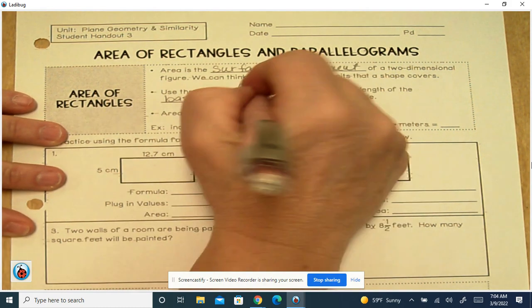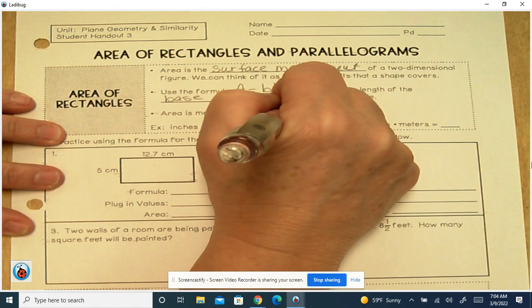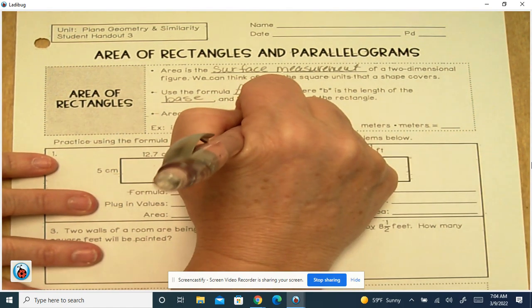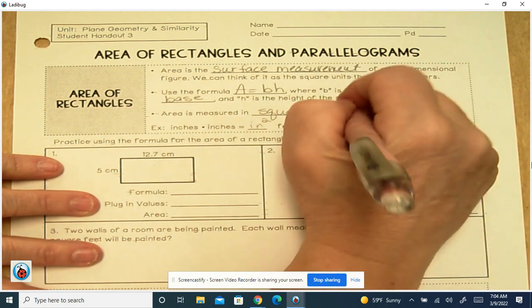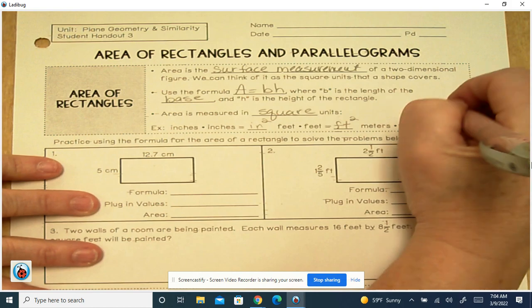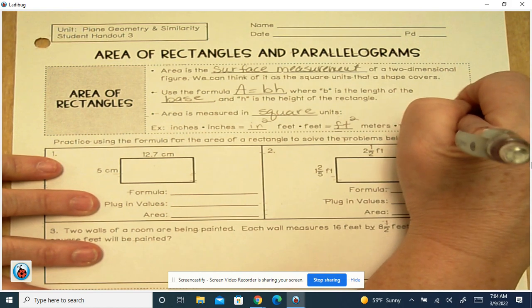Area is measured in square units. Inches times inches is inches squared. Feet times feet is feet squared. And meters times meters is meters squared.